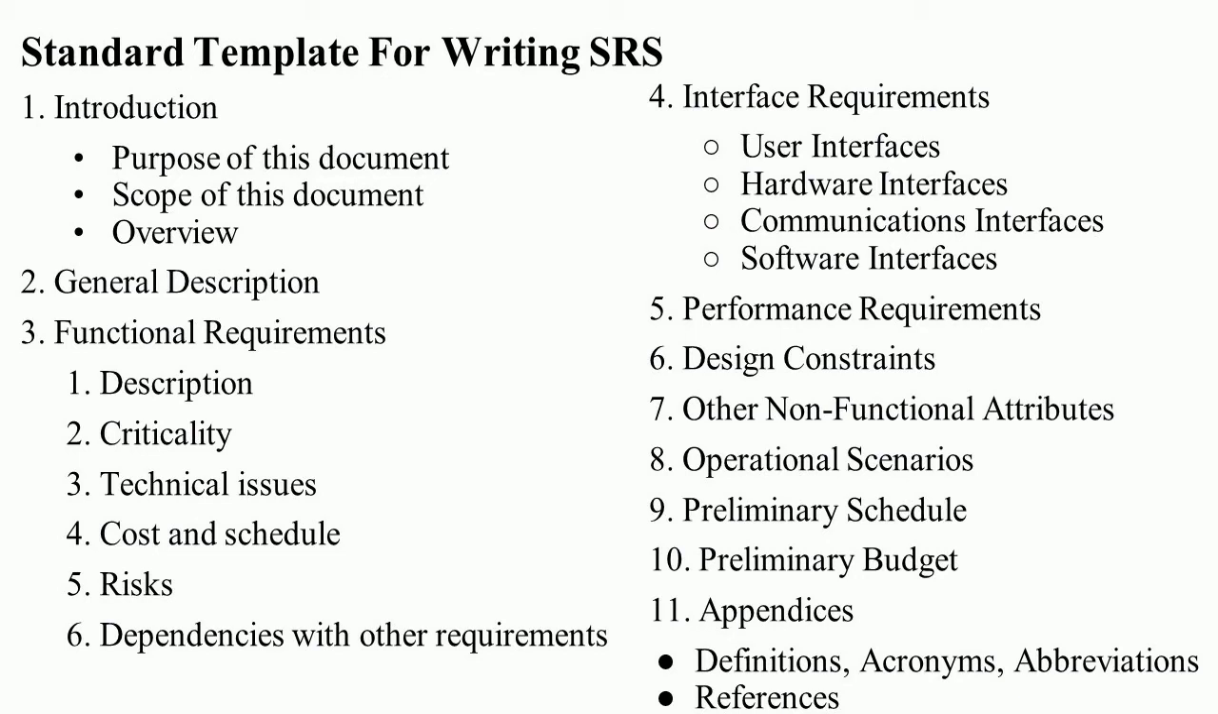The preliminary schedule provides an initial version of the project plan, including the major tasks to be accomplished, their interdependencies, and their tentative start-stop dates. The preliminary budget provides an initial budget for the project. The appendices include definitions, acronyms, abbreviations, references, etc. This is about the standard template for writing SRS.